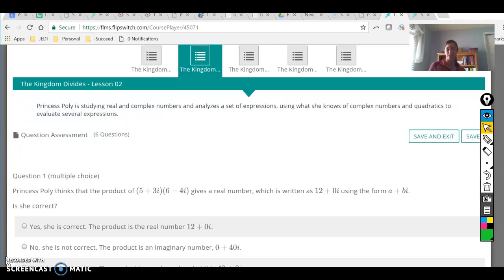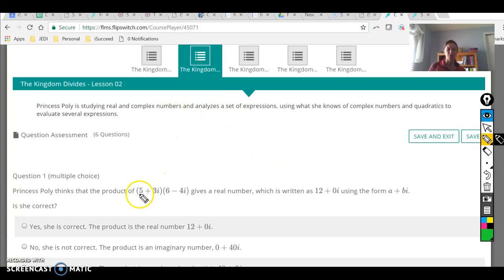Princess Polly is studying real and complex numbers and analyzes a set of expressions, using what she knows of complex numbers and quadratics to evaluate several expressions. For the first one, Princess Polly thinks that the product of 5 plus 3i and 6 minus 4i gives a real number, written as 12 plus 0i. Let's use the FOIL method to see if she's actually right.